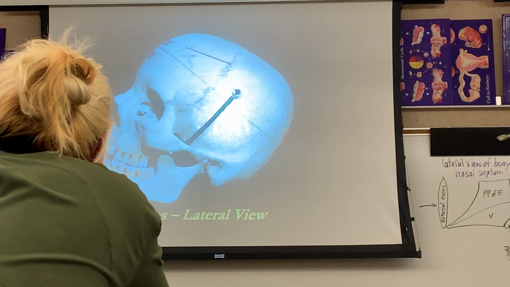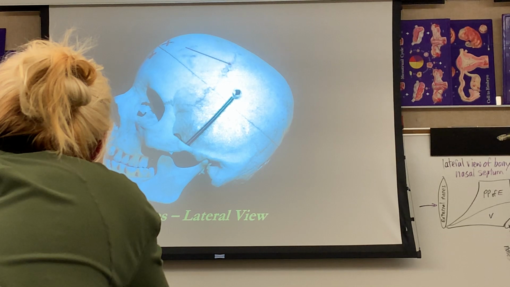But this border is the squamous suture. And on the other side, it's the squamous part of the temporal bone. And that's that green arrow.